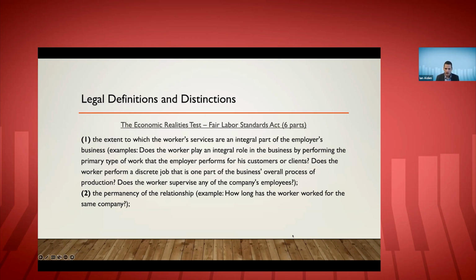I want to move on to another test that has broader implications. The ABC test is very much a state level test for our state level governmental agencies and programs, unemployment insurance, Department of Workforce Solutions, et cetera. But there's another test that you need to know.